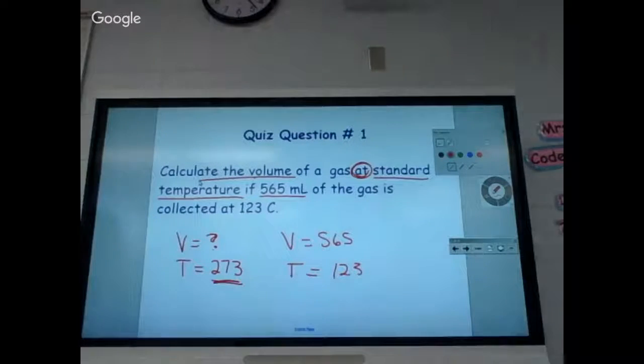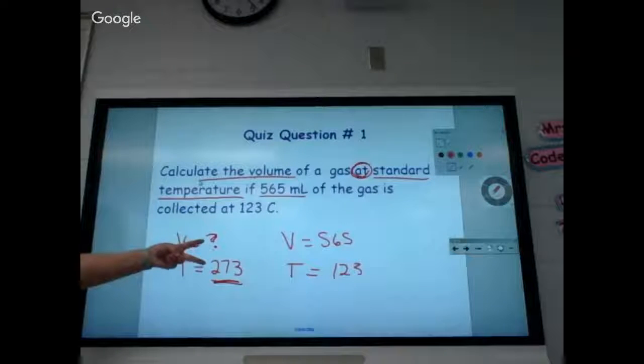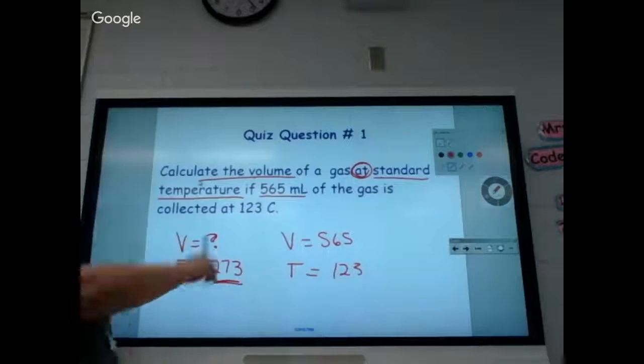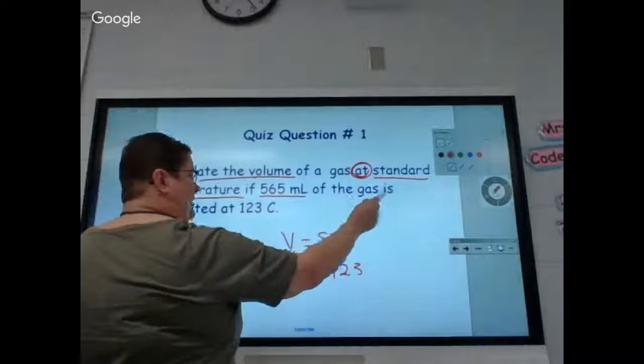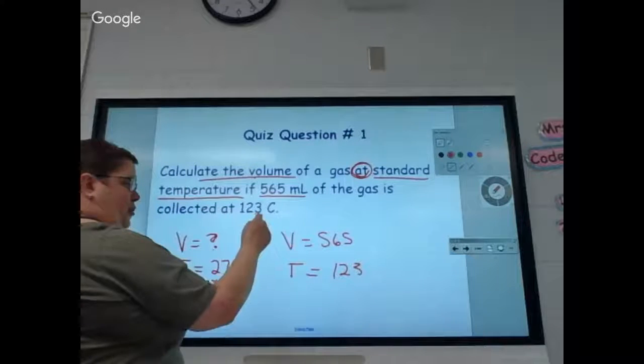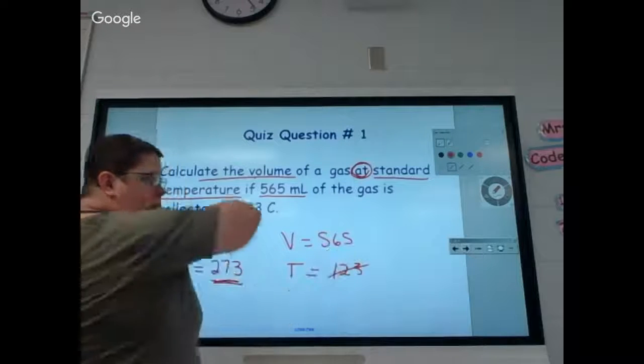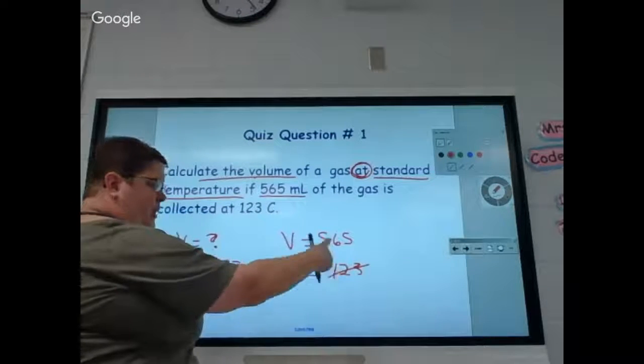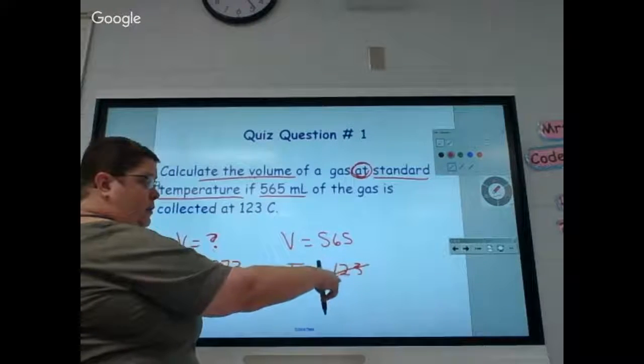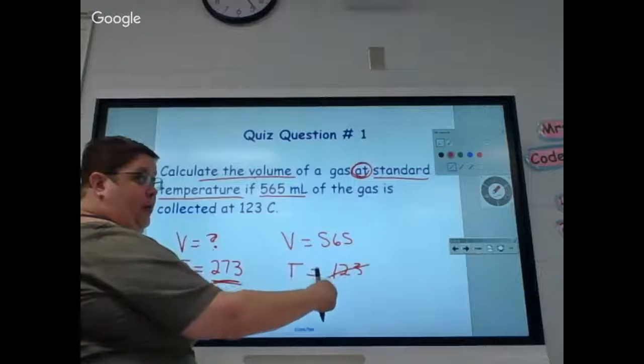Okay? Do you see how the question is worded? Calculate the volume at standard temperature: those two numbers are together. That 565 of a gas is at 123. Those two numbers have to stay together. So what was that when it was converted? What was 123 when we converted it?